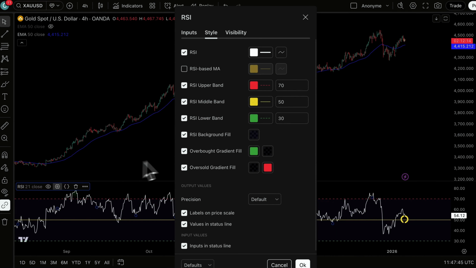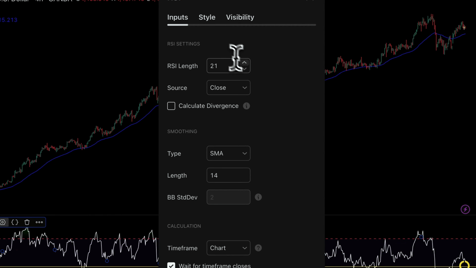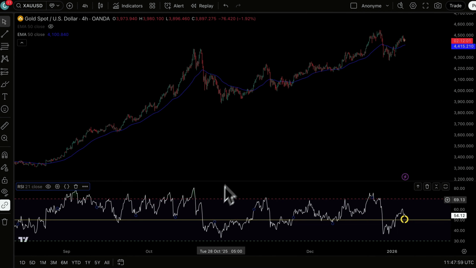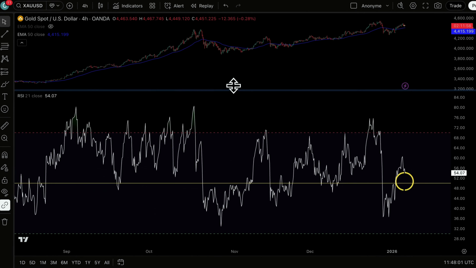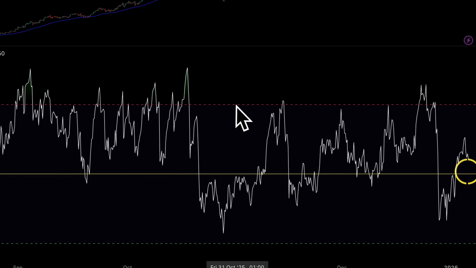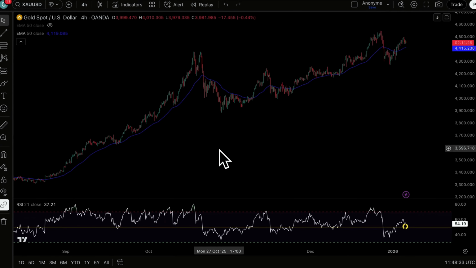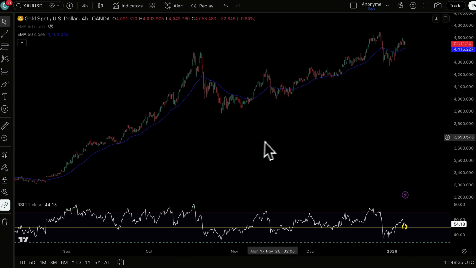Here are the settings I personally use for the RSI. And as you can see here, I'm not using 7 periods, nor am I using 14 periods. I'm using 21 periods because the RSI will give me far fewer false signals and will be much more effective. You also have the overbought zone in red and the oversold zone in green at the bottom. Now, I'm going to reveal the scalping strategy to you in 2 minutes.